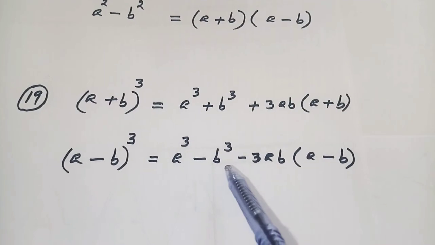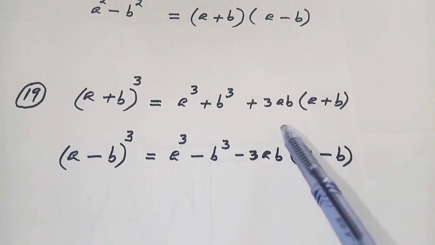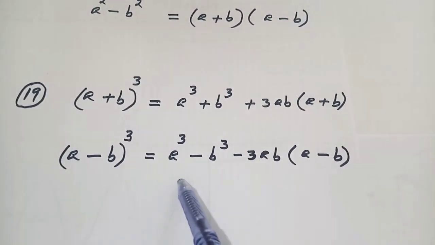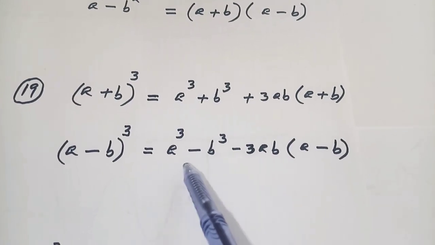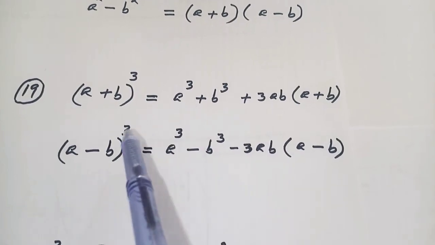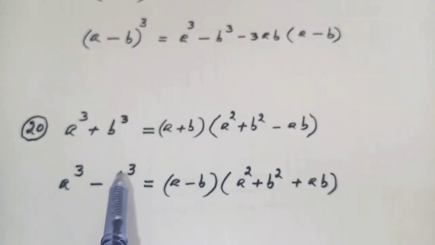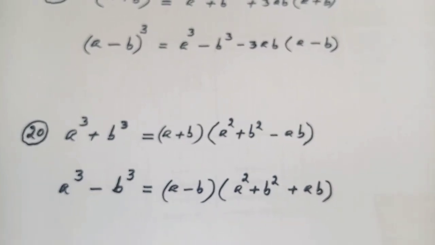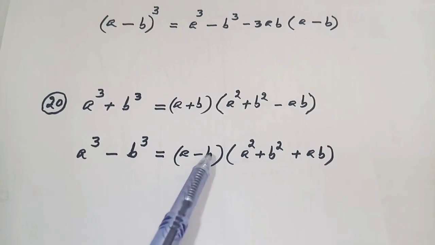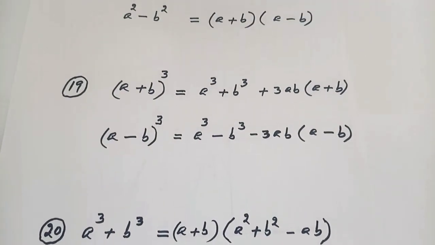Also, these are the formulae. A plus b whole cube is equal to a cube plus b cube plus 3ab into a plus b. A minus b whole cube is equal to a cube minus b cube minus 3ab into a minus b. These are the formulae also used in algebra. So these are the formulae which are used in algebra, you can see.